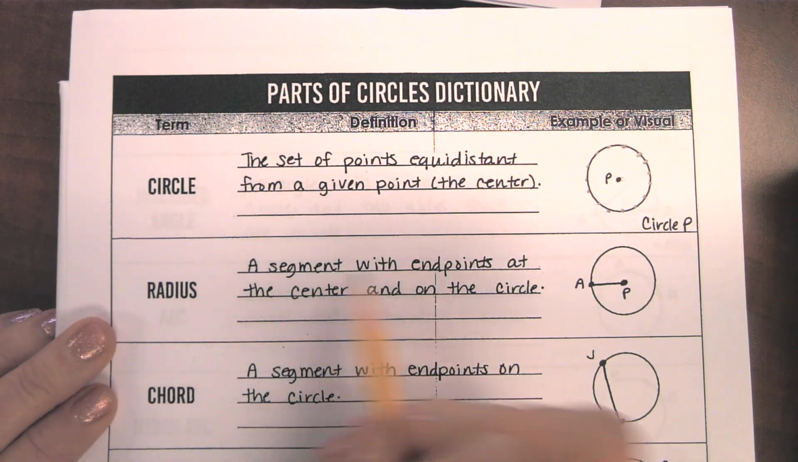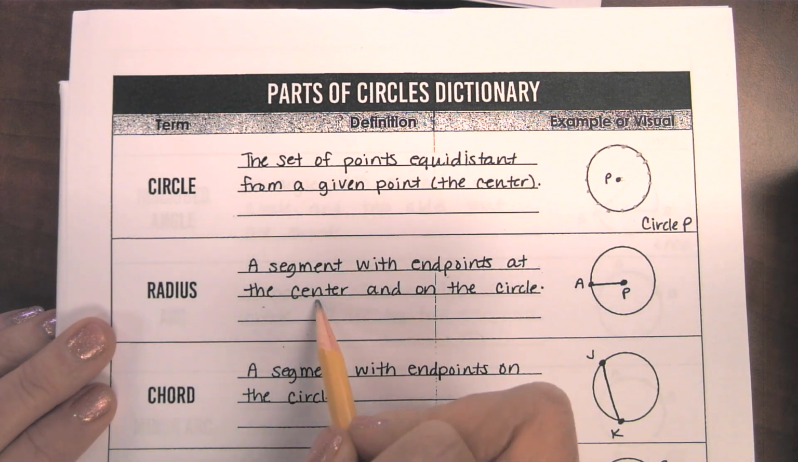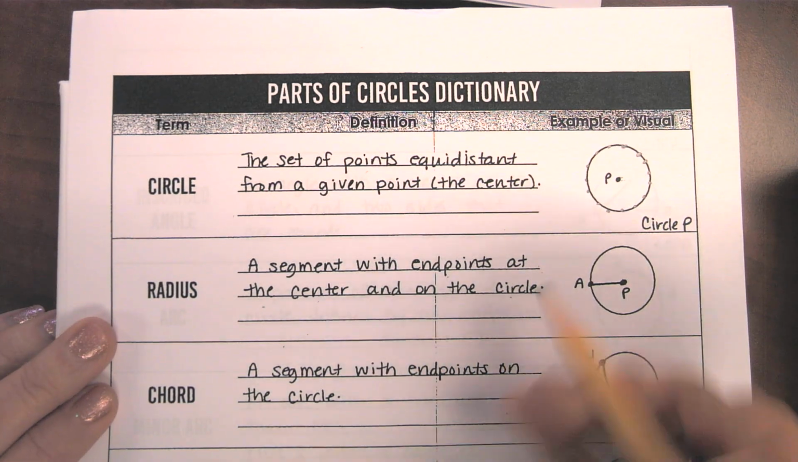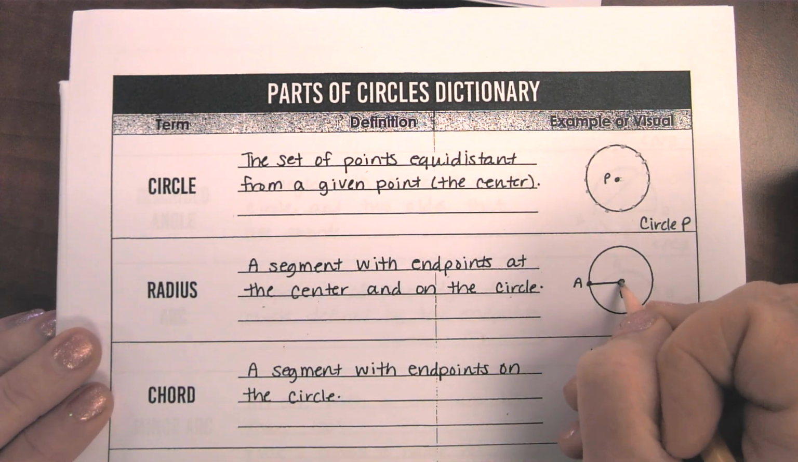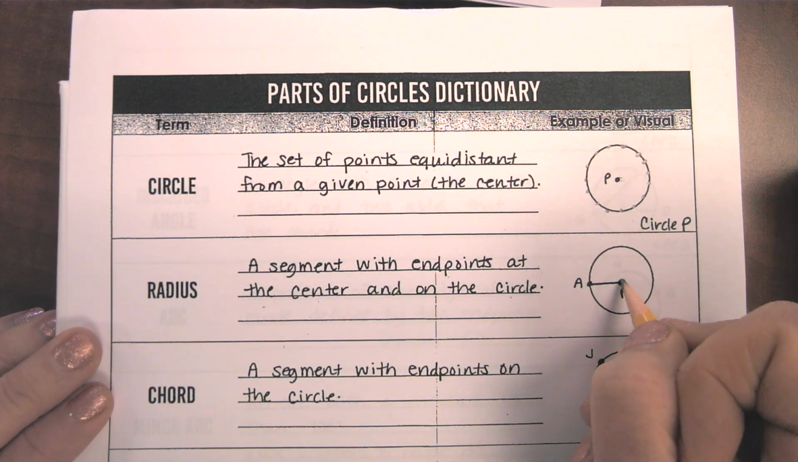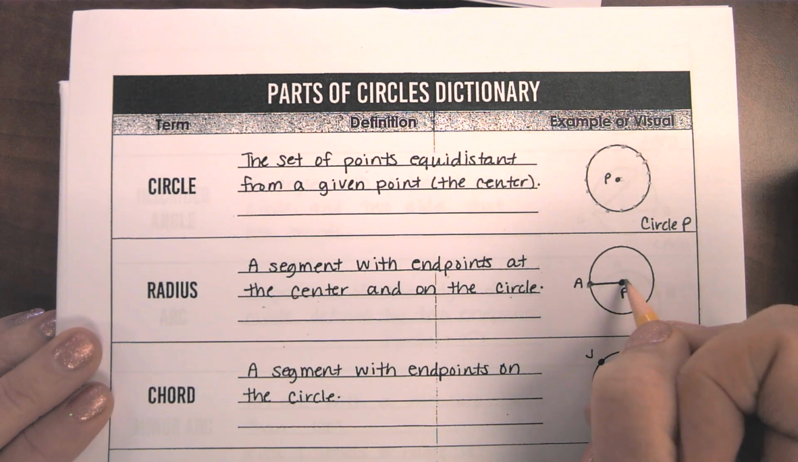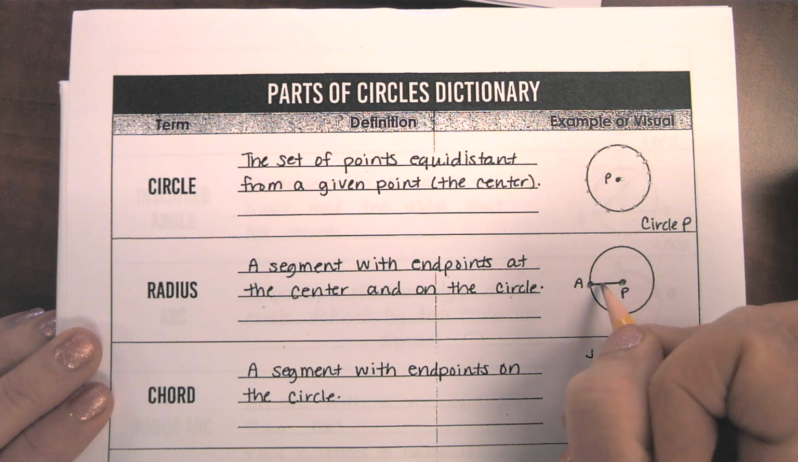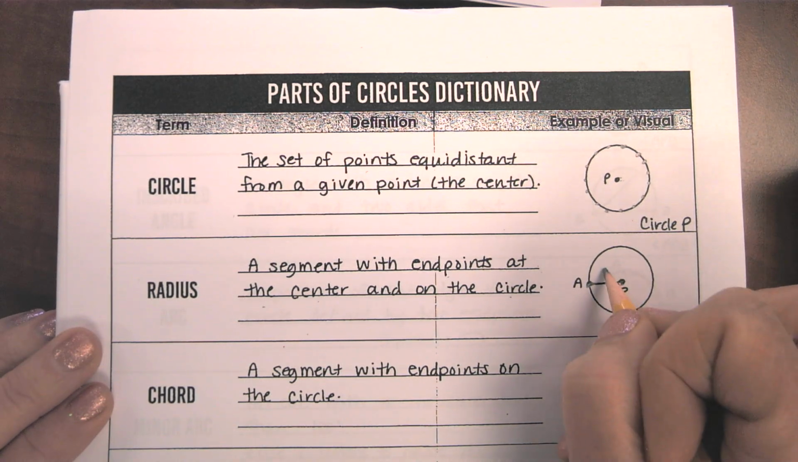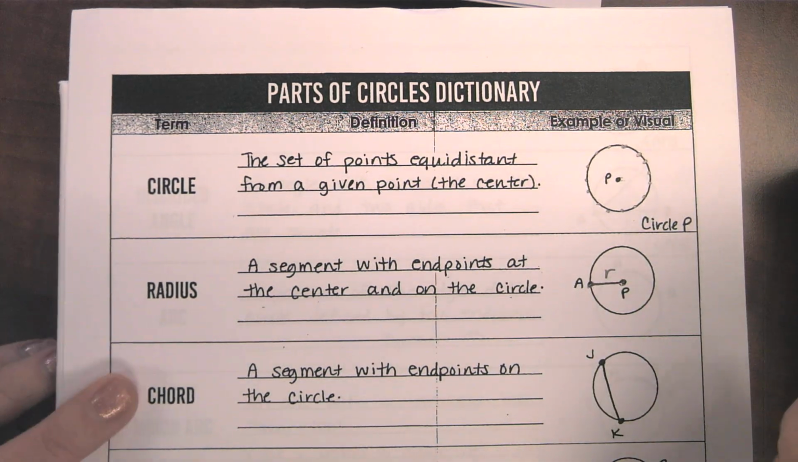Okay, radius. Radius is a segment with endpoints at the center and on the circle. So a radius is only halfway across the circle. It starts at the center of the circle and goes to the actual line of a circle, and so we do call that a radius. We actually mark it with a little r.